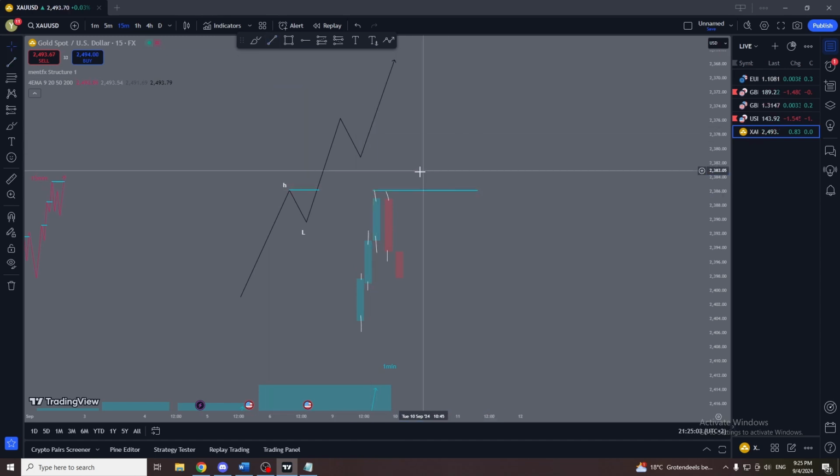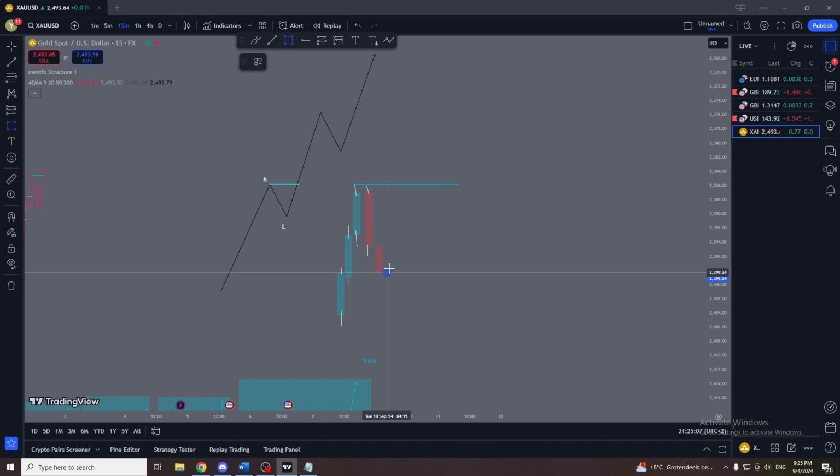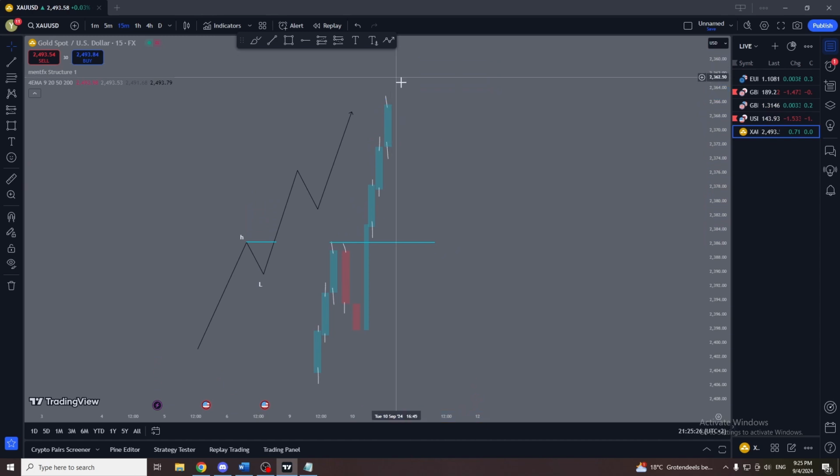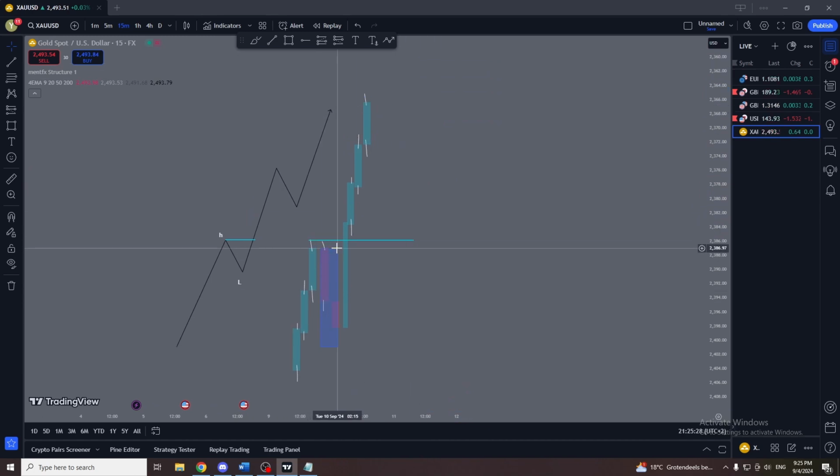So I put the high, always the wick, and I wait for it to get tapped or broken with a body close. Okay, so here you go. This is the low, this is the high, high, low, and then we wait for the same thing again. Price runs up, so like this. Price runs up, then you wait for the same thing like this. Okay.